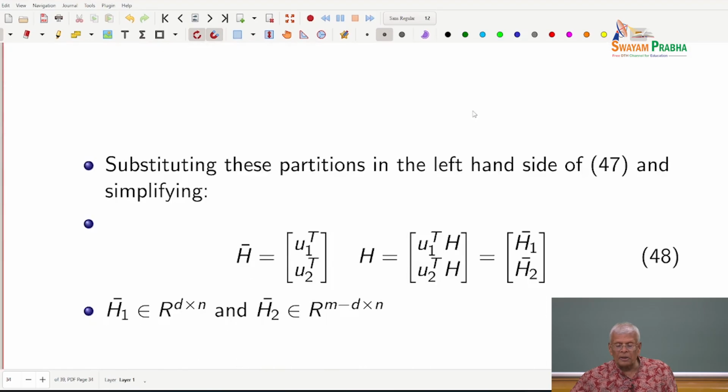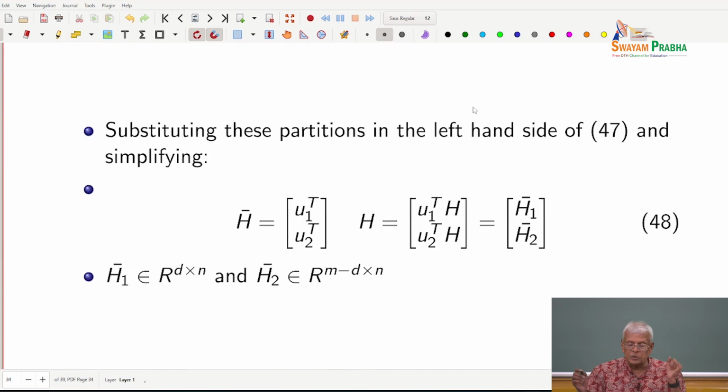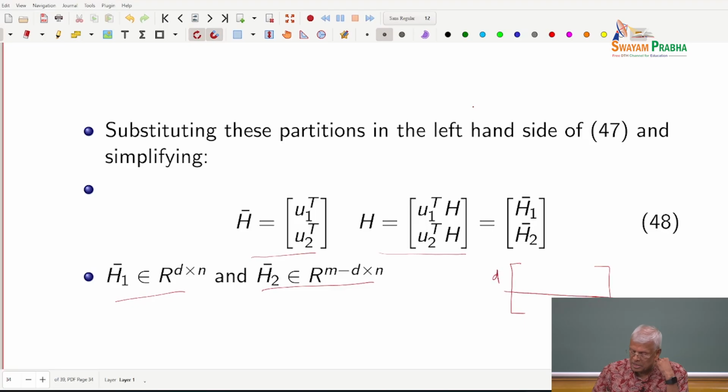So we are going to partition the left hand side of 47. Substituting these partitions in the left hand side of 47 and simplifying, H bar becomes this, H becomes this. So H bar is equal to H1 bar, H2 bar. Now H1 bar is essentially D by N. H2 bar is M minus D by N. So what is that? This is M. I'm cutting it in here. This is D. This is M minus D. So I'm going to throw away the M minus D part. The D part is remaining.